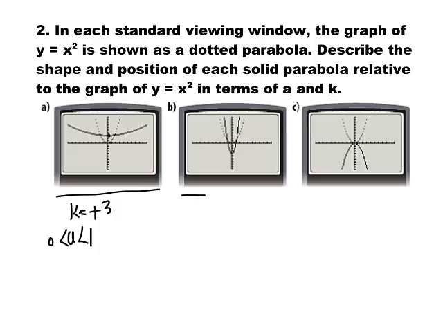For B, we can see that the vertex has been moved 1, 2, 3, 4 units down. So I can say k is negative 4. And also the graph of the transformed function, which is this one, has been stretched vertically. So this means that a is greater than 1. And it has to be a positive number, obviously, because it's not flipped.